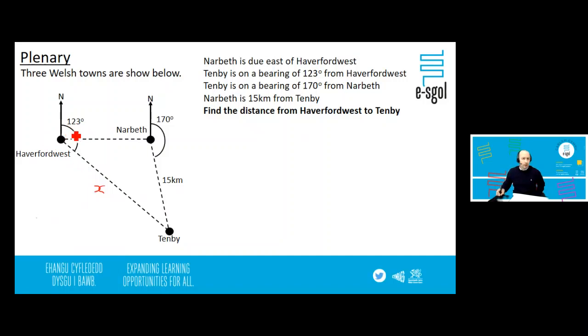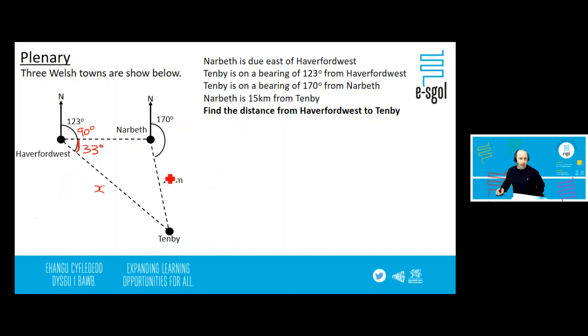Now, we know that the bearing is due east from Howth West to Narberth. It says that in the question. So I know that this part is 90 degrees, from the north arrow to the dashed line that I've drawn. If that's 90 degrees and the whole bearing from Howth West to Tenby is 123, we can subtract them, and we know this angle, which I'm marking in red here, is 33 degrees. All I've done is 123 take away 90, which gives us 33.